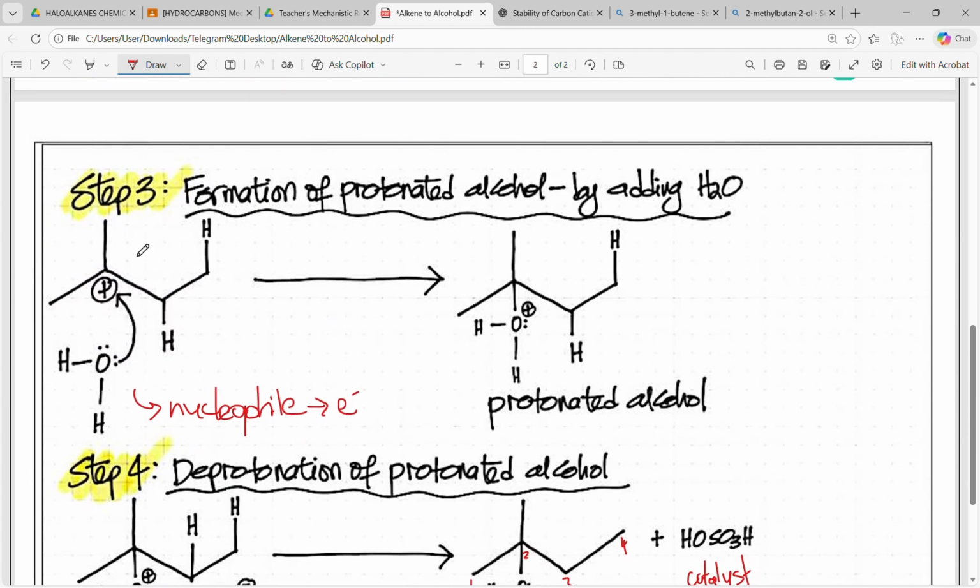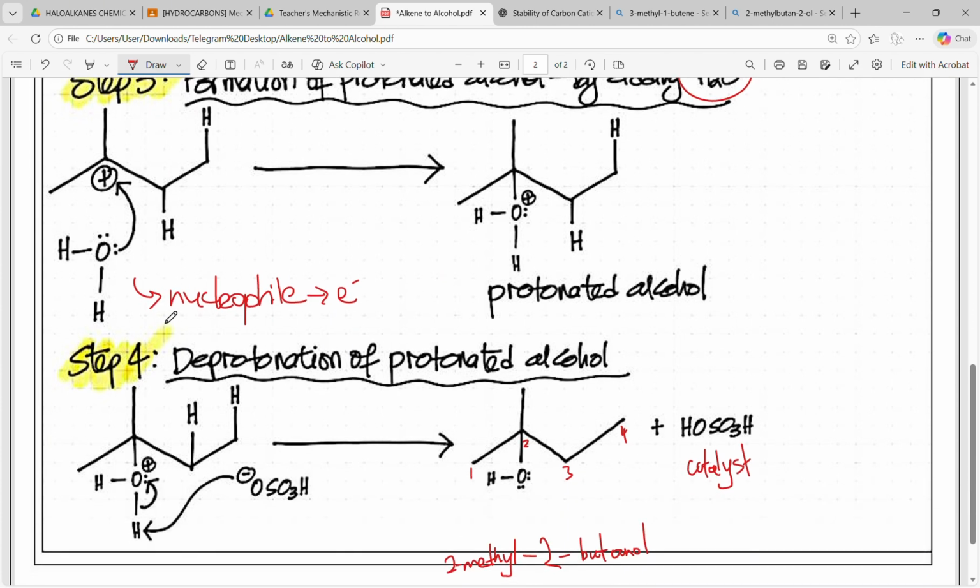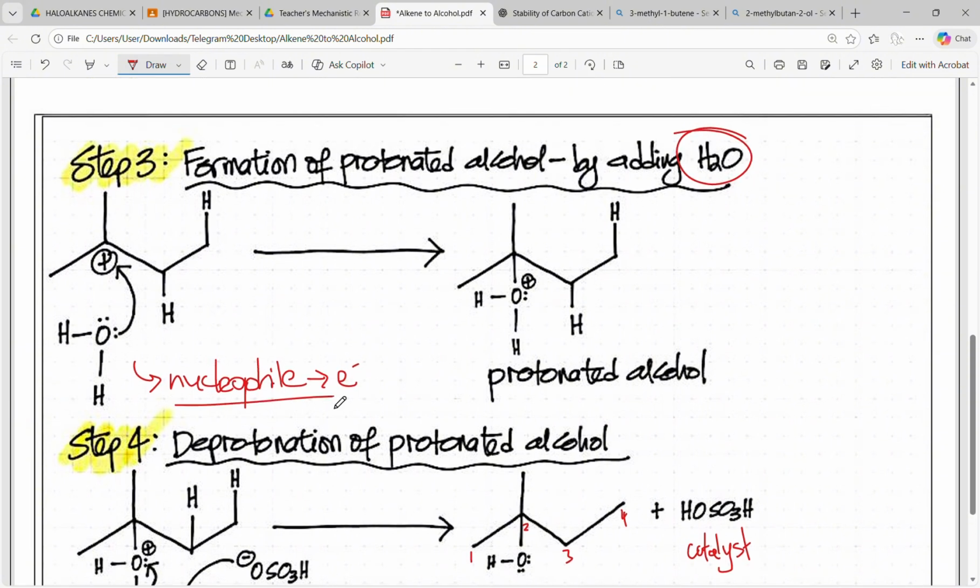So our step 3 is the formation of protonated alcohol by adding water. In this case, the water acts as the nucleophile that will donate electrons to the tertiary carbon, which has the positive charge. So the water molecule attacks the 3° carbocation and forms a new carbon-oxygen sigma bond, and the electron pair comes from the water. So now the positive charge is transferred from the carbon to oxygen, and we get a protonated alcohol.